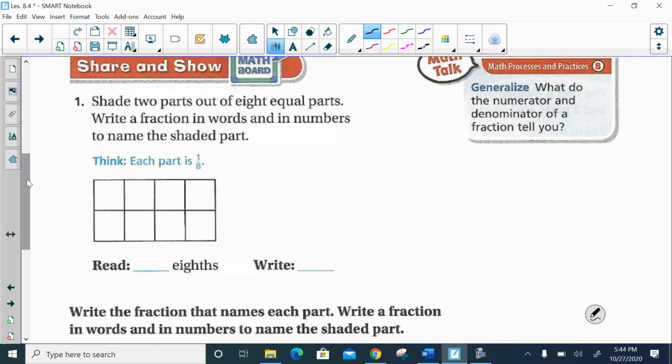Okay, now let's go on up. Shade 2 parts out of the 8 equal parts. There's 1, 2, 3, 4, 5, 6, 7, 8. 8 equal parts. So we're going to shade 2 of them. It doesn't matter which 2. Okay, I'm just picking the first 2. Now write a fraction in words and in numbers to name this shaded part. Okay, so I have 1, 2. 2 of the 8s are shaded. Write 2 8s. 2 out of 8 is shaded. Okay, do you see what we're doing?